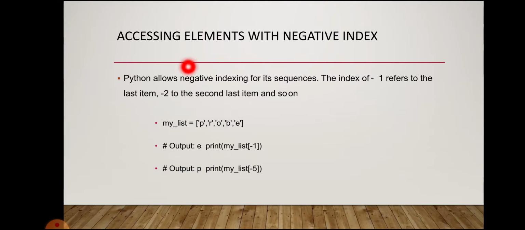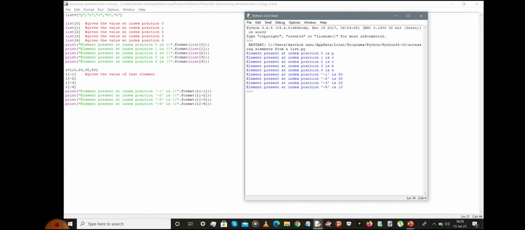With negative index accessing, Python allows negative indexes for sequencing. The index of -1 refers to the last item, -2 to the second last item, and so on. My list equals PROBE. It contains the characters of the string PROBE. Print of my_list of -1 gives the last element, E, and -5 gives the output P.